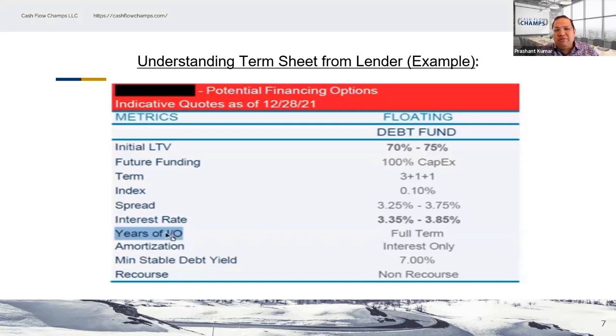Broker says that if you go into this property, I can get you full-term IO, where you are just paying the interest, not the principal, for at least the first 3 years, and then there is the possibility of 2 more years, so you can potentially have that bridge lending for 5 years, basically. So this is an indication, and these lenders want to have the minimum stable debt yield.